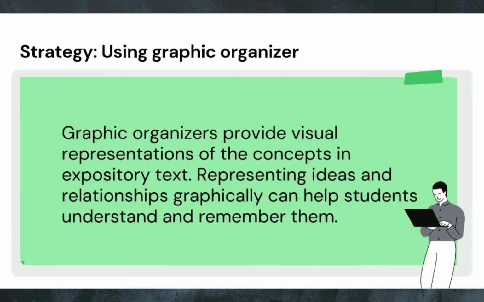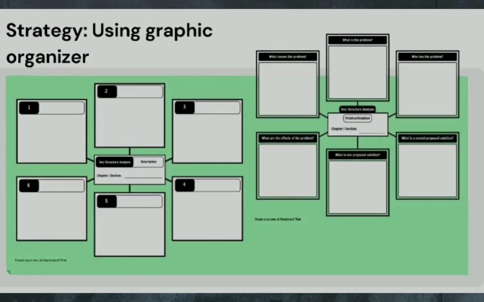And finally, the third and last reading comprehension strategy for expository text is called using graphic organizers. Graphic organizers provide visual representations of the concepts in expository text. Representing ideas and relationships graphically can help students understand and remember them. Examples of these graphic organizers are the ones that you see on screen.